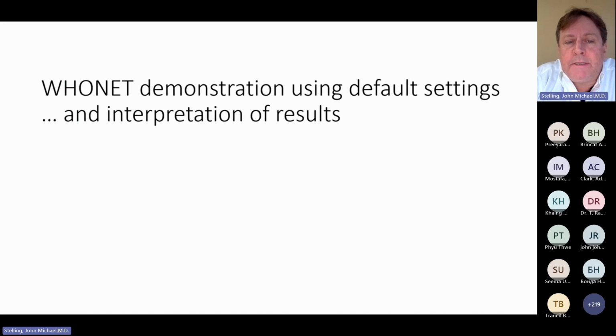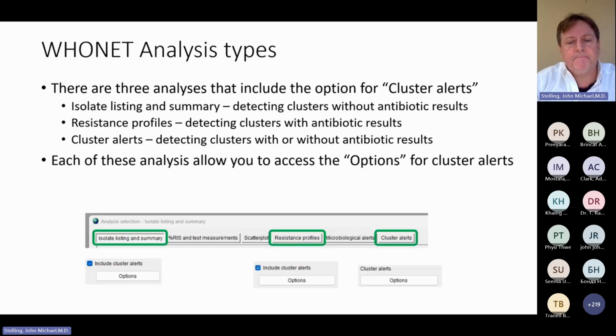I will now do a demonstration of WHONET in action using the default settings, and I will also start interpreting the results. When we get to the WHONET software, you will see that there are 3 analyses that include the option for cluster alerts.